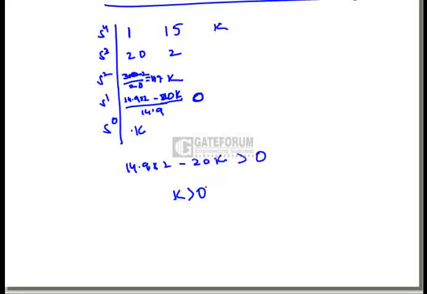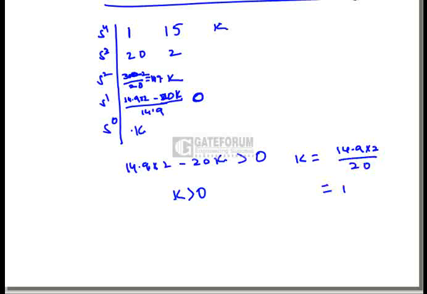Now these are the two conditions. If you satisfy these two conditions, then we say that the system is stable. Now find out the condition here, right? If you solve for this, we will get k equal to 14.9 into 2 by 20.